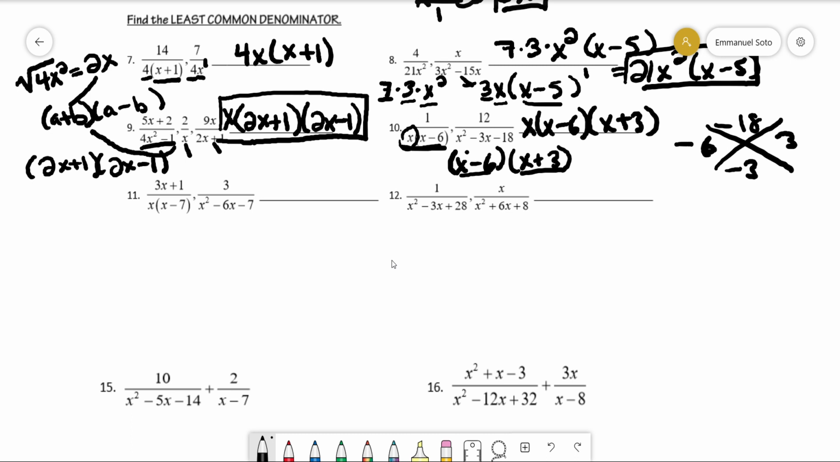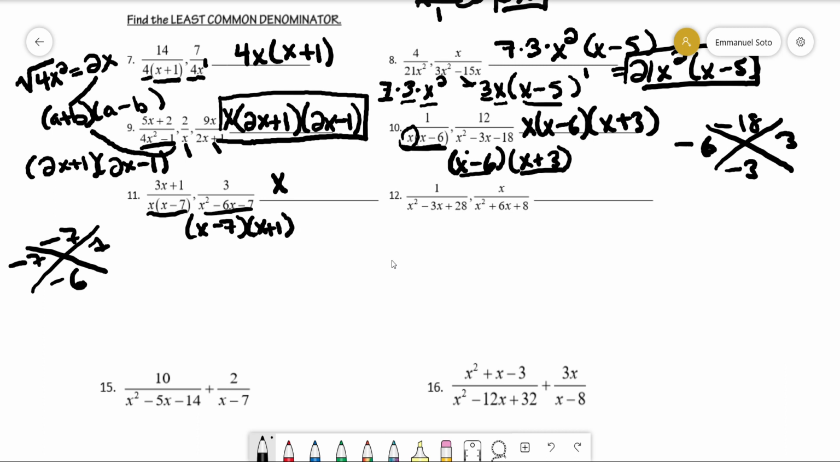Number 11, this is factored, but this is not, so let's factor that. Factors of negative 7 that add up to negative 6. That would be negative 7 and positive 1. So this is x minus 7, x plus 1. So least common denominator, we got 1x on the left side. We got 1x minus 7 for each of them. And then we got an x plus 1 for one of them. Alright?